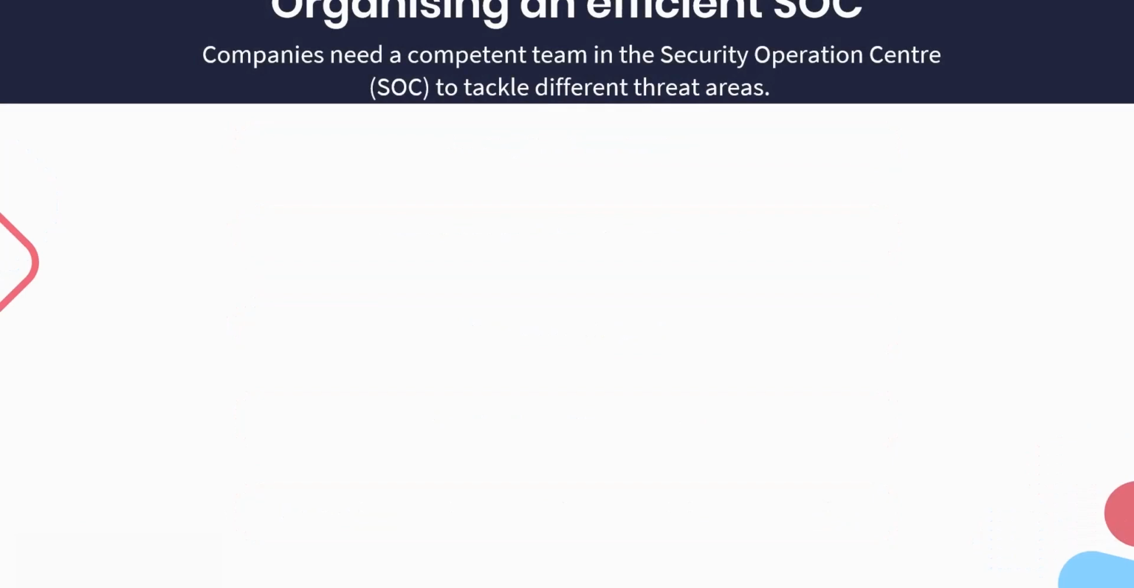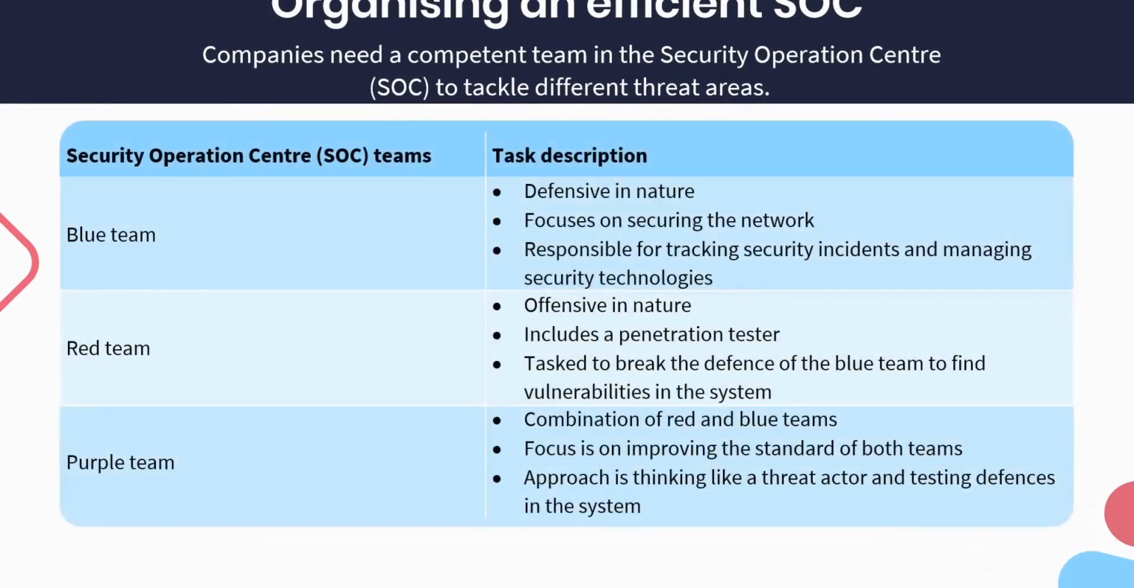Having a fully competent team in the Security Operations Center, SOC, means a company will be able to counter an attack and attain detection and analytical skills to be able to fully protect the network or system. Using threat intelligence and the MITRE ATT&CK framework, companies could improve their security by splitting their SOC into 3 teams to tackle different threat areas, as portrayed in this table.